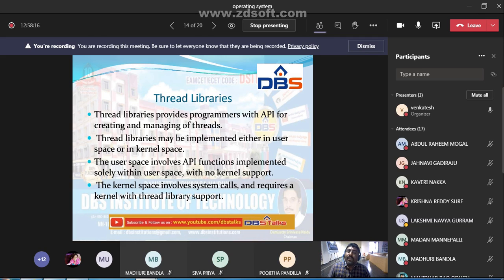Generally, we implement thread libraries in two ways: user space and kernel space. In user space there is no interaction with the kernel, whereas the kernel space will take the help of the operating system.